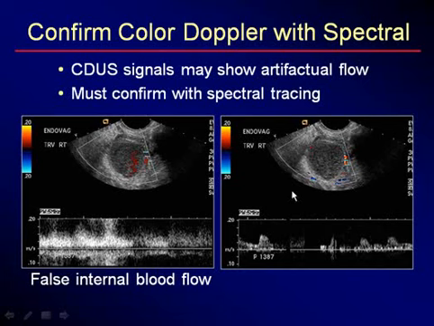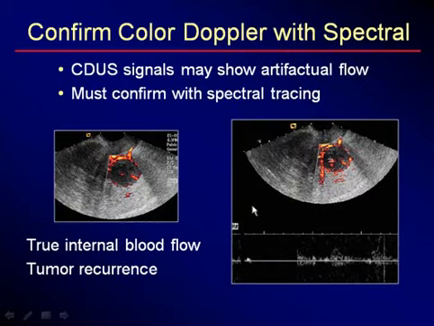Now, when we do Doppler, please keep in mind that any findings with color Doppler have to be confirmed with a spectral tracing, because color Doppler ultrasound signals may show artifactual flow. Here's a mass, looks like it has some blood flow in it. But when we do a spectral tracing, we cannot really get a good arterial or venous signal because these are flash artifacts. At the periphery of the mass, yes, we do have arterial blood flow, but there was really no true flow inside the mass.